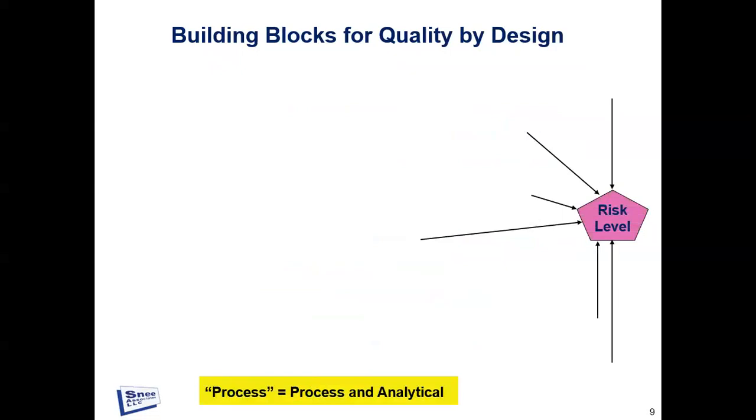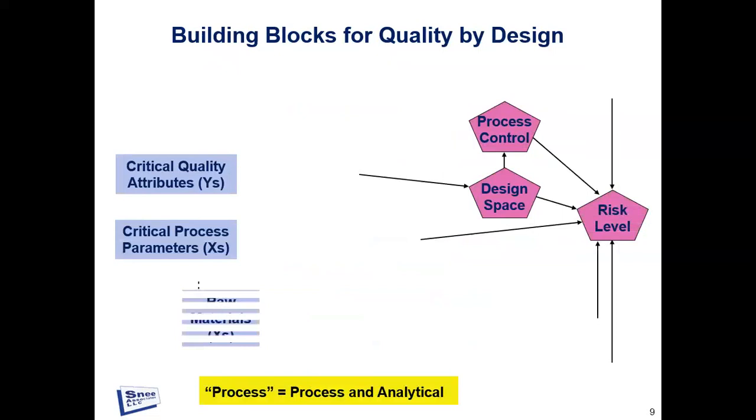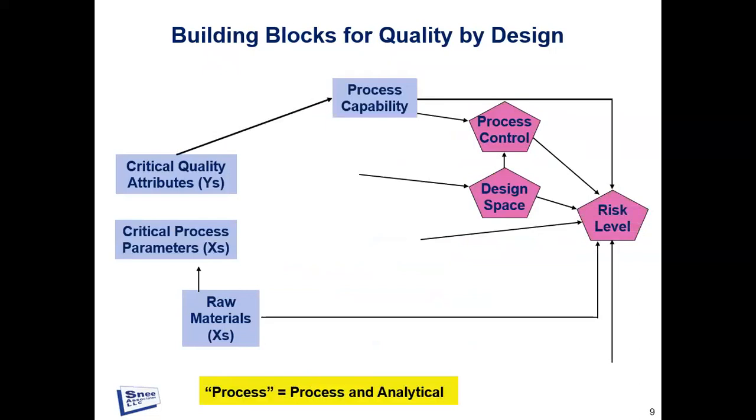So we're going to start over here on the right-hand side where the risk level is, and you see it's got a bunch of arrows coming into it. Those are the inputs to the risk level. The design space, or the operating window where we operate the process, is a critical input, as well as process control. We're now going to move over to the left-hand side of the slide where we have the critical quality attributes, the critical process parameters, and raw material variation. And then we're in a position to assess process capability and then develop what we call the process model, which engineers and others like to represent as y is a function of x.